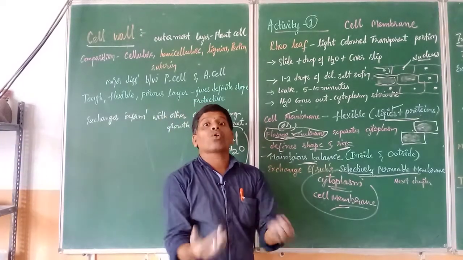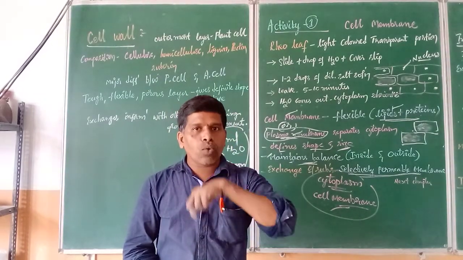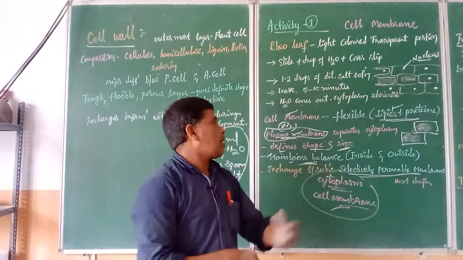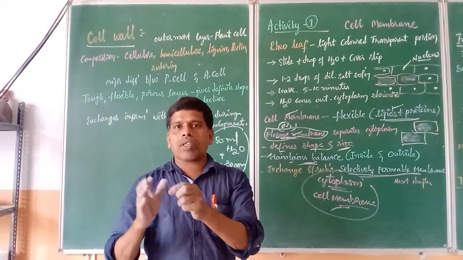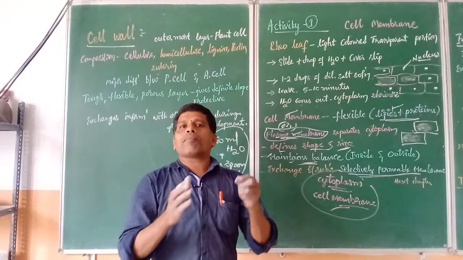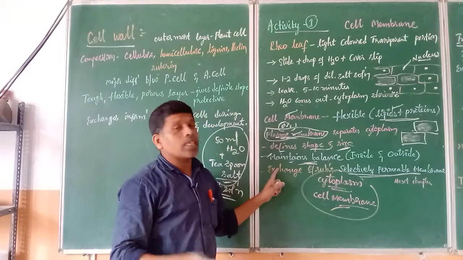Then again, for the growth of the cell, nutrients are required, food substances are required. Then who will allow the food substance to come inside? Again it is the plasma membrane. So it will decide which type of things are important for the cell and which type of substances are harmful to the cell, that will be thrown out. So this type of work is done.